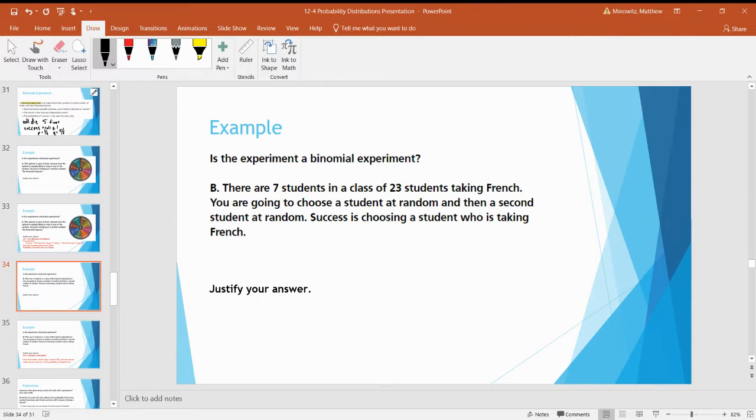Here's another one. There are 7 students in a class, 23 students taking French. You're going to choose a student at random, and then a second student at random. We choose a student, and then from everyone else, we choose another student. Success is choosing a student who's taking French. Let's see, is it binomial? You go ahead, make your justification, pause the video. When you're ready, unpause it, and I will give you my explanation.